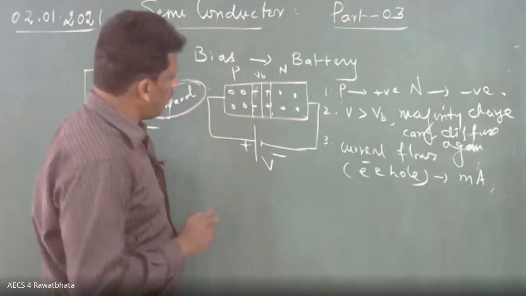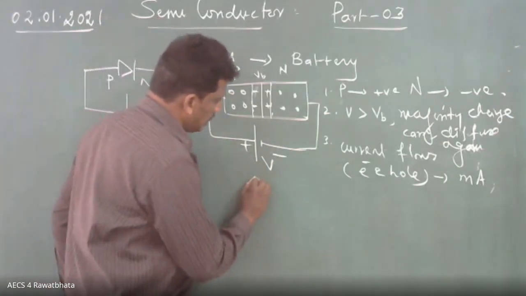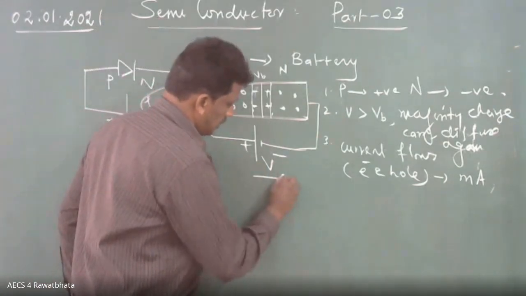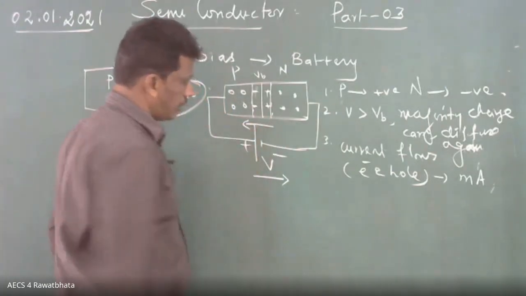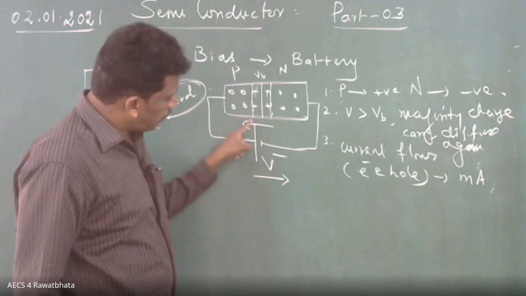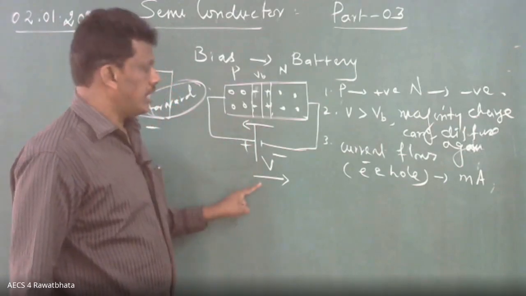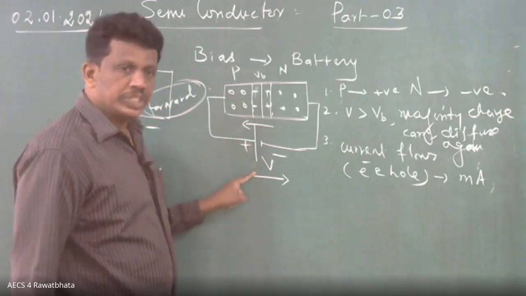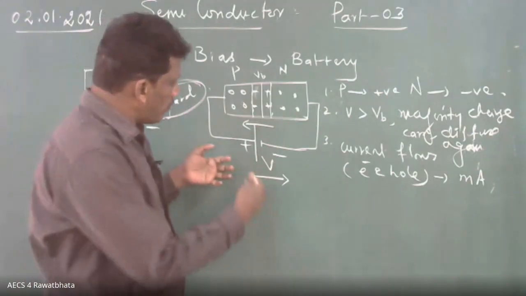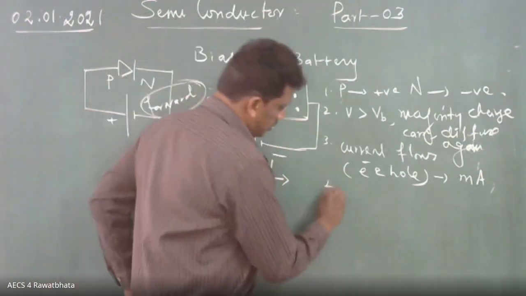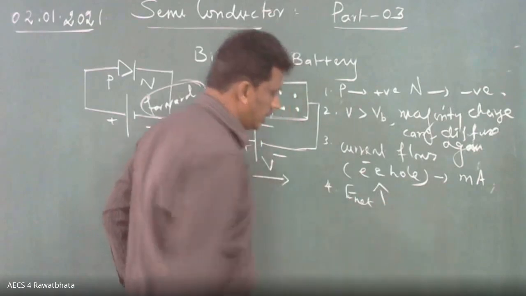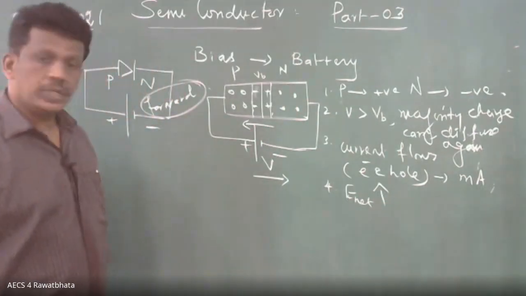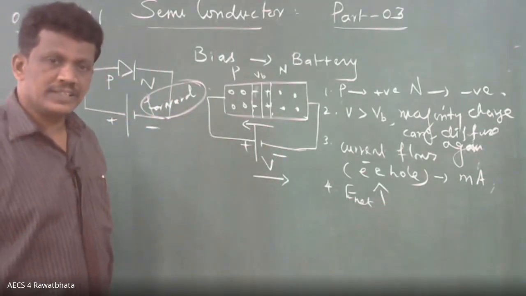Now what is happening? Suppose positive to here, this is the electric field. Here positive to negative, this is the electric field. These two electric fields are in opposite directions. That's why, what will happen? The net electric field increases or decreases?